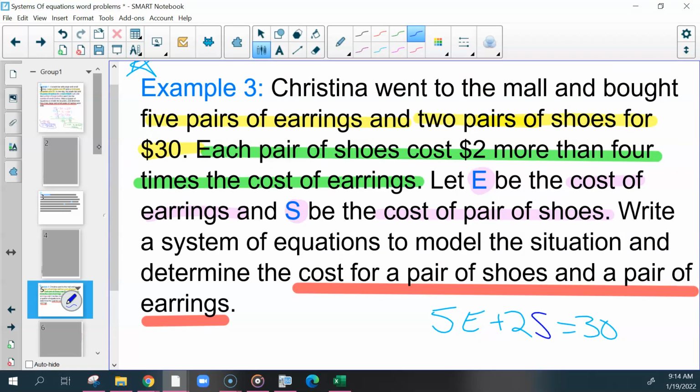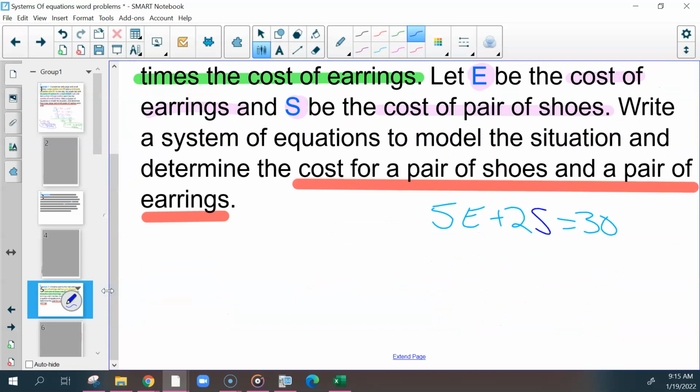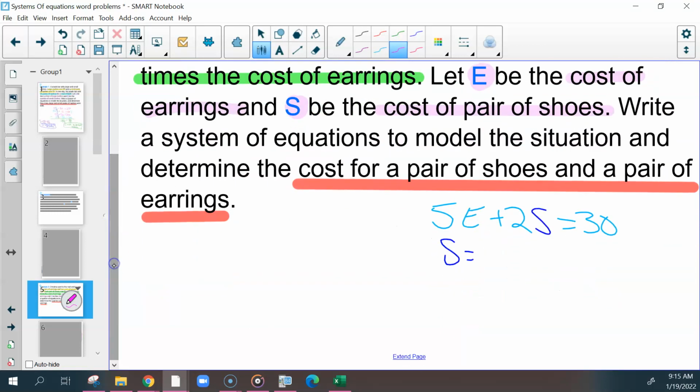Then we know that each pair of shoes costs $2 more than 4 times the cost of earrings. 4E plus 2. So here is talking about the shoes. And S equals 4E plus 2 or 2 plus 4E, that part doesn't really matter.